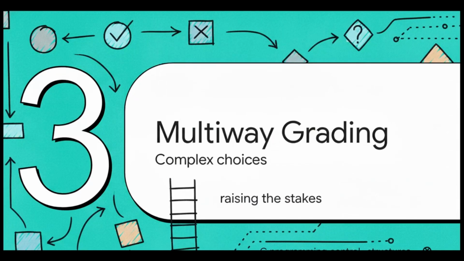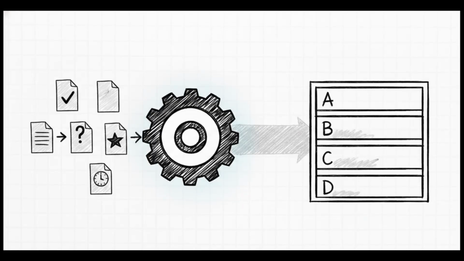Section 3, multi-way grading. We're raising the stakes now because, let's be real, in the actual world of education, a simple pass or fail usually just doesn't cut it. Our next challenge, identified in the source text as Task 4, requires us to calculate a student's total percentage from marks obtained across 5 different subjects and then categorize that result into a specific grade category.